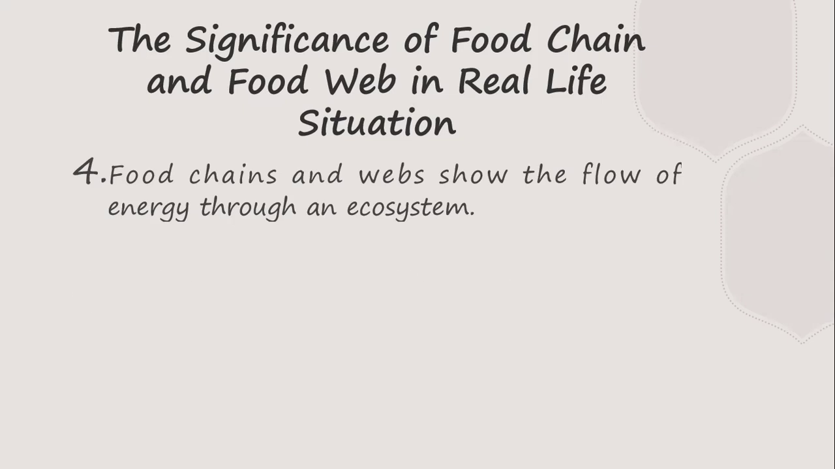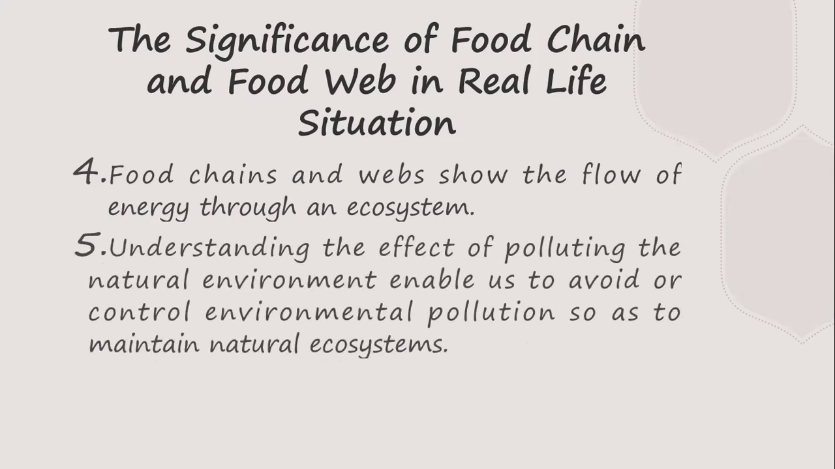The other one is that understanding the effect of polluting the natural environment enables us to avoid or control environmental pollution so as to maintain natural ecosystems. So this is another significance of the food chain and the food webs, whereby it helps us to understand the effect of polluting the natural environment, such that it enables us to avoid or control environmental pollution, which can have a high impact on the ecosystem balance, so as to maintain the natural ecosystem.